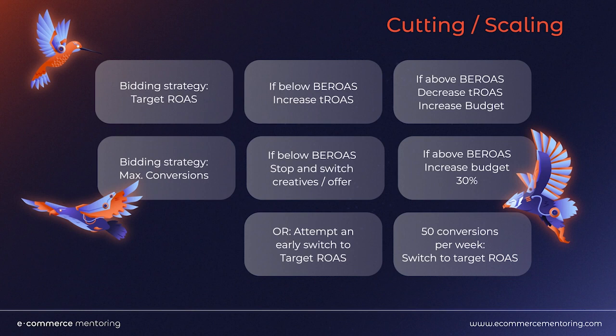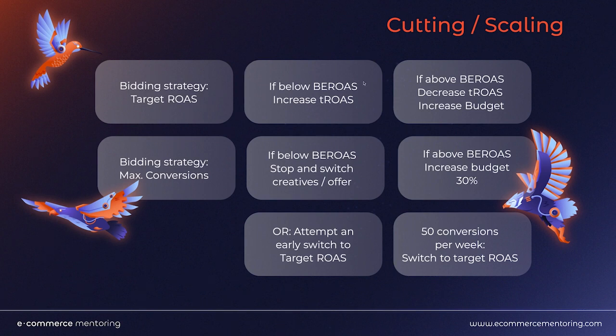The next thing to take into account though is that when you're at a point in your scaling that you're getting 50 conversions a week, then it's time to switch to target ROAS. Target ROAS is in general a lot more powerful than maximum conversions because it just aims for a certain level of return and you have a lot more control over it. So again, you can try an early switch, but I really wouldn't recommend it. I would rather do 50 conversions per week. So ride maximum conversions with incremental budget increases until you get to 50 conversions a week and then switch to target ROAS. When you switch to target ROAS, the cutting and scaling works a bit differently.